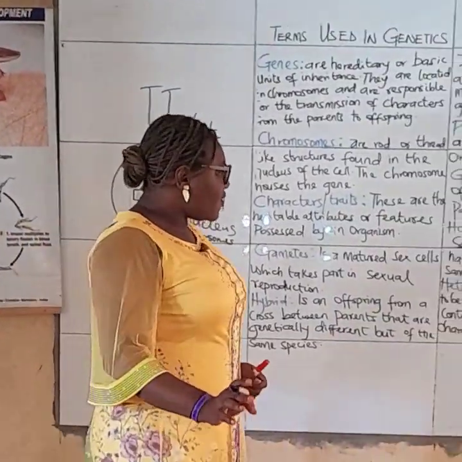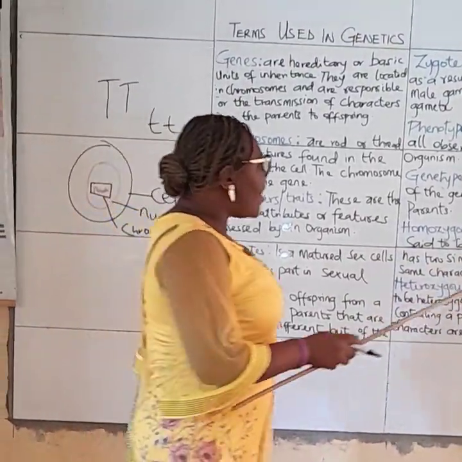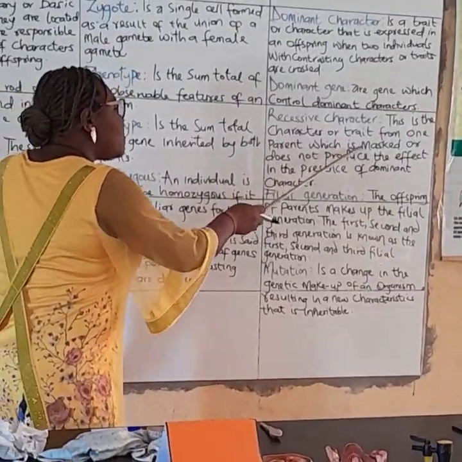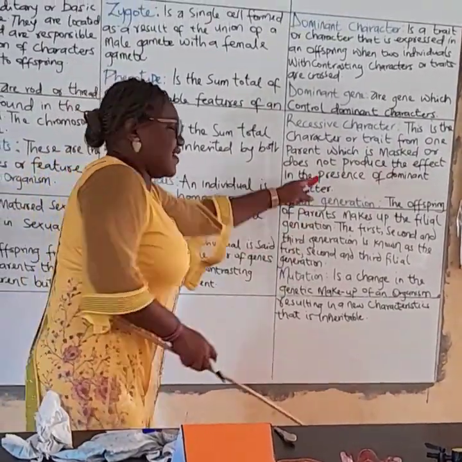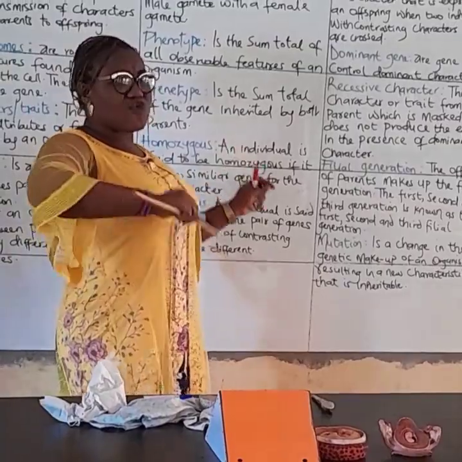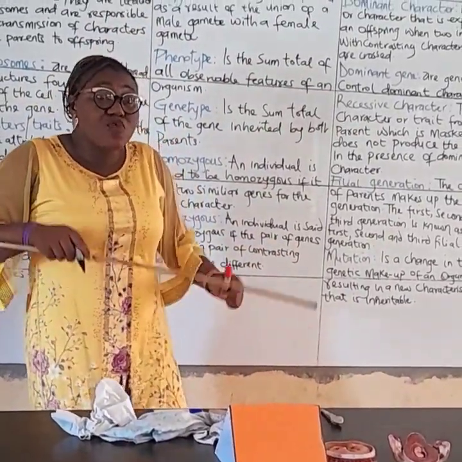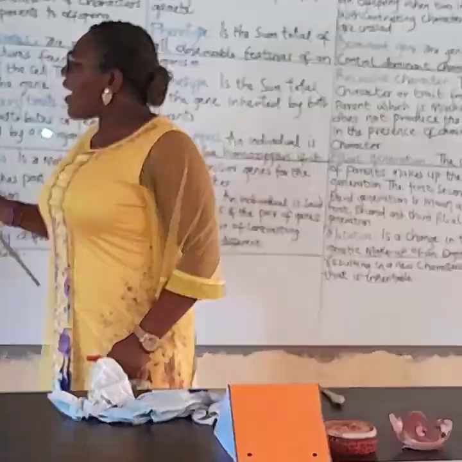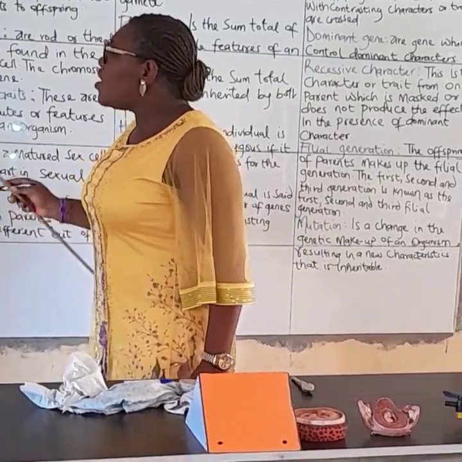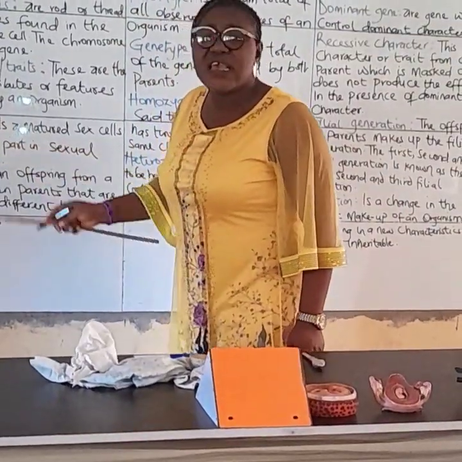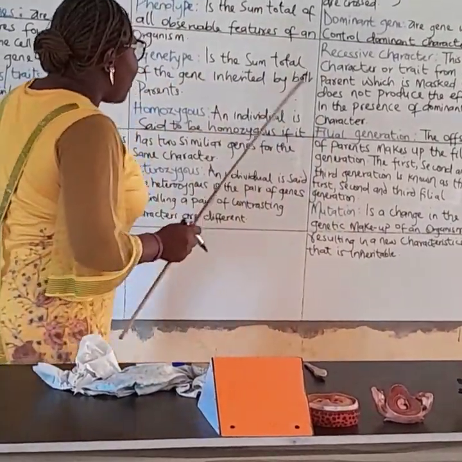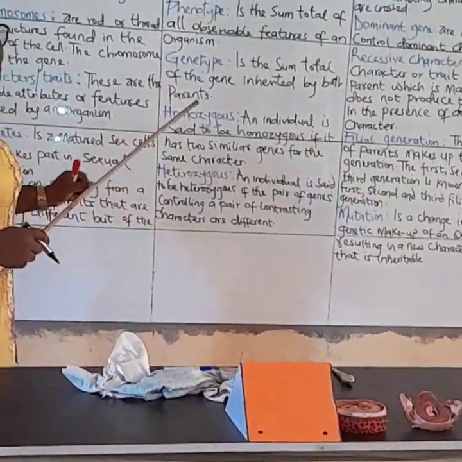I hope you're getting what I'm saying. So when I come over, we say that recessive characters are characters or traits from one parent which are masked or do not produce the effect. But we talked about the one that supersedes. We are talking about dominant. And that is why we use the uppercase TT in knowing the dominant character, and we use the lowercase tt in knowing the recessive character. So now, we will talk about phenotype.